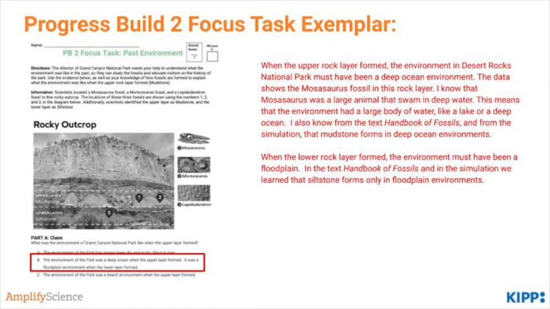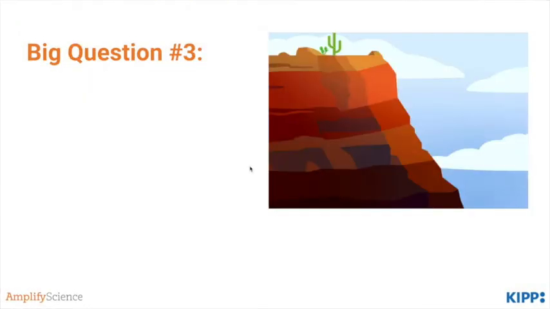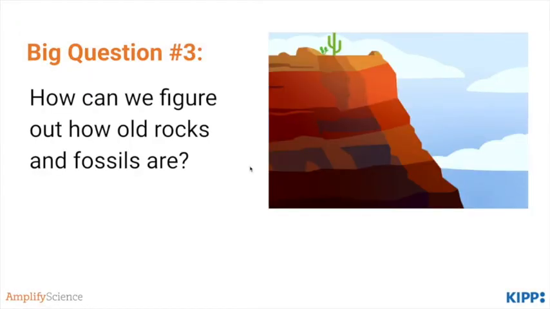All right, you should have determined that the environment of the park used to be an underwater environment based upon the fossils that were there and the type of rock that the fossils were contained in. All this leads up to big question number 3. How can we figure out how old rocks and fossils are?